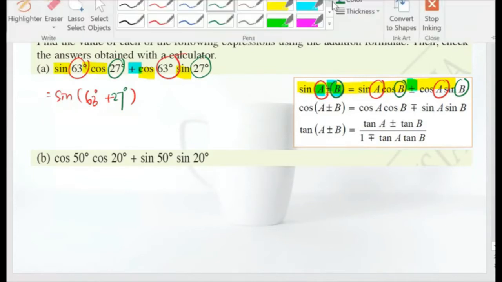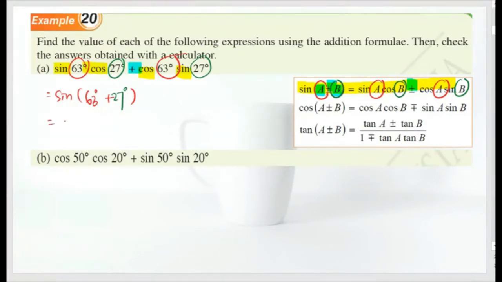Okay, then after this, what to do? 63 plus 27, sine 90 degree. What is your value for sine 90 degree? Do you know the value for sine 90? Without using a calculator, can you find out the value? Sine 90 degree by using the unit circle. You use the unit circle: 0, 90, 180, 270, 360.